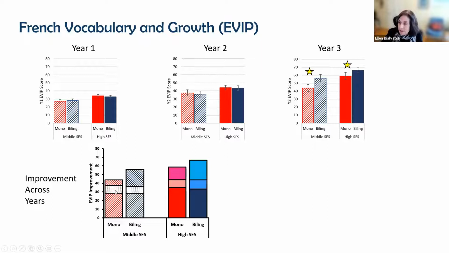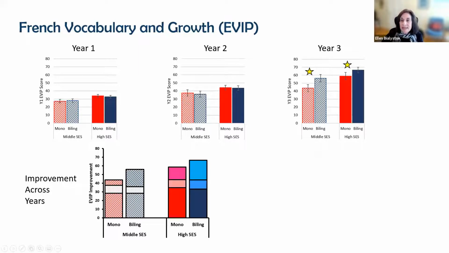Here's another way of showing the same data. I've stacked this. So the bottom bit is their 1st year scores. The middle bit is their improvement to their 2nd year scores. And the cap is their improvement to the 3rd year. So if you just compare the size of the caps, you can see that in both the middle SES and the high SES groups, the bilingual kids have bigger caps. They're suddenly spurting ahead. They figured it out.